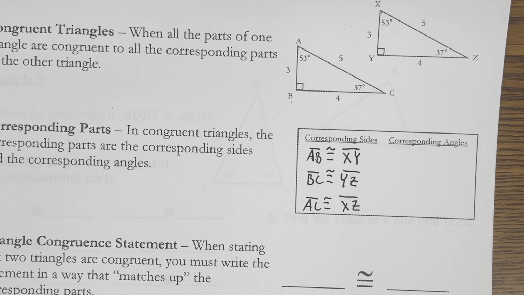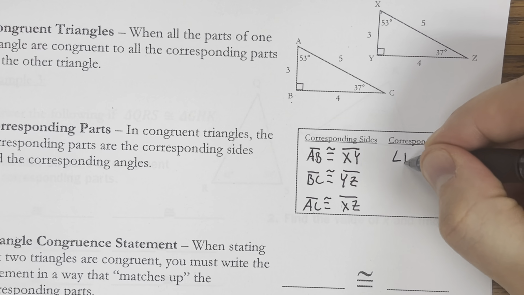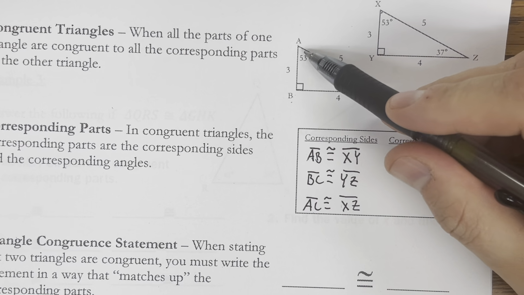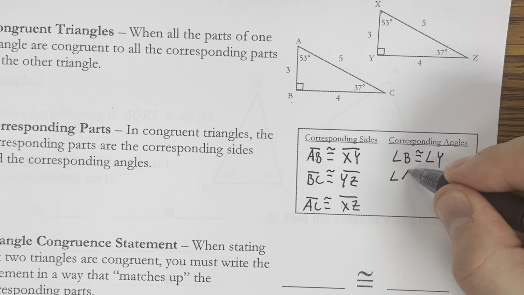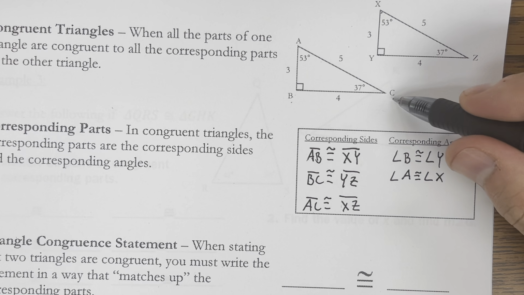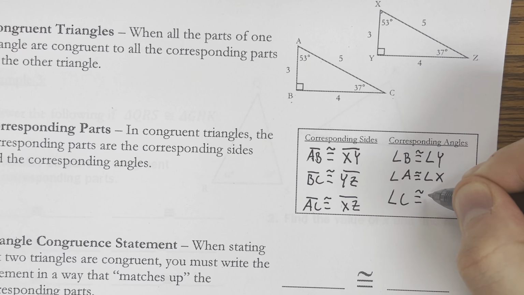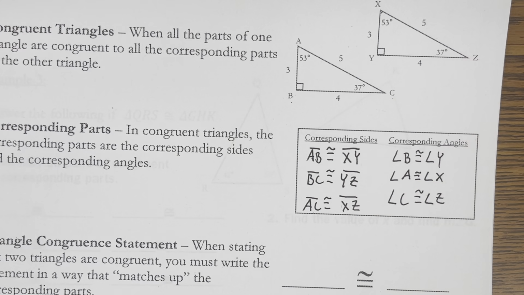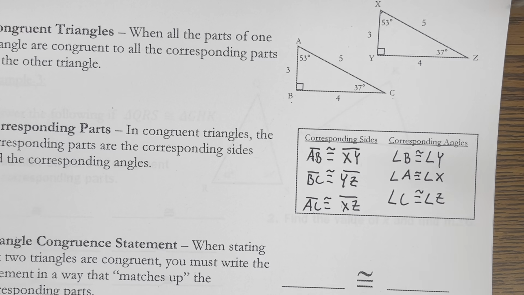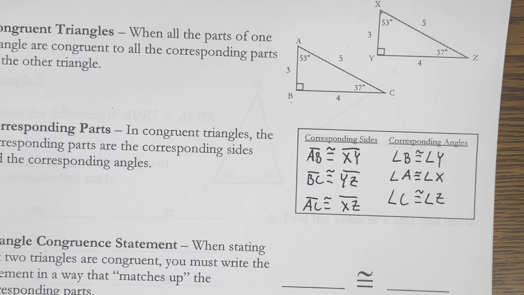The corresponding angles are the congruent angles. So angle B corresponds with Y, angle A and X, and lastly, angle C and Z. So, 3 pairs of corresponding congruent angles, and 3 pairs of corresponding congruent sides.